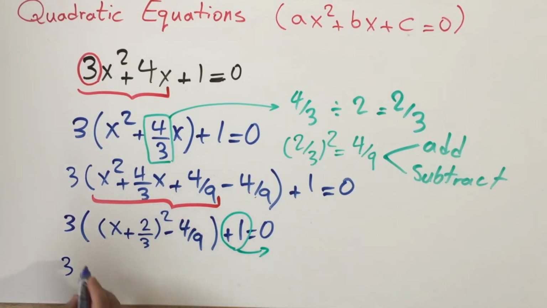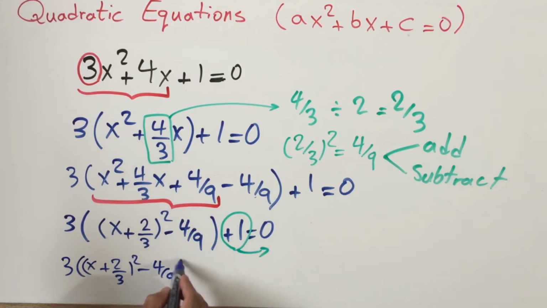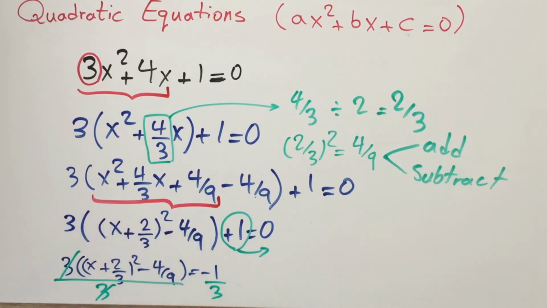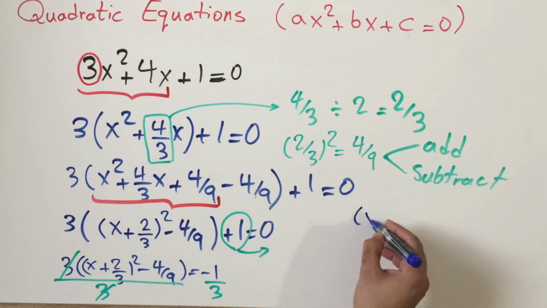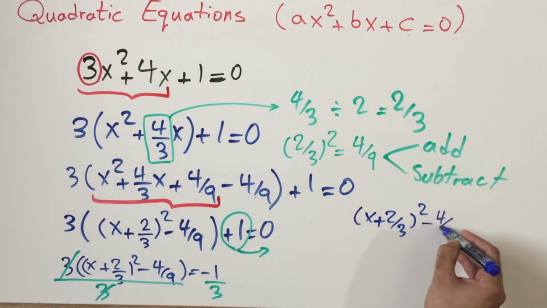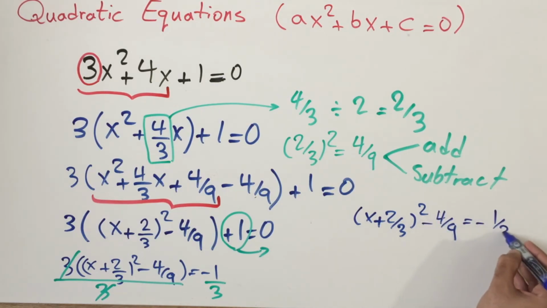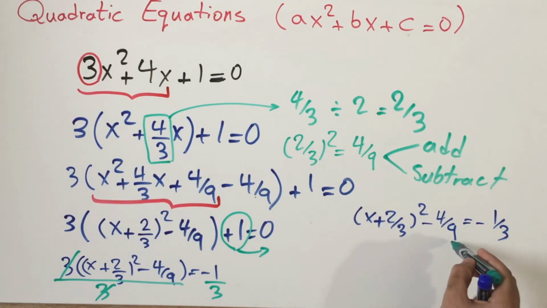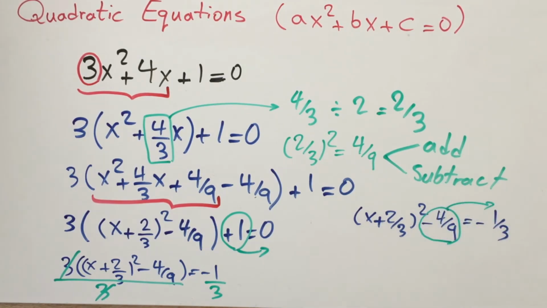So this is going to be 3 times (x plus 2 over 3) squared minus 4 over 9 equals negative 1. Then as you know, you have to divide both sides by 3. If I do that, these are gone. So I will write the rest of the equation here. So this is going to be (x plus 2 over 3) squared minus 4 over 9 equals negative 1 over 3, right?